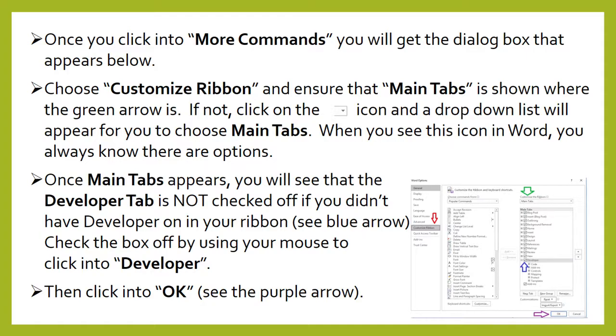Windows programs actually. Once Main Tabs appears, you will see that the developer tab is not checked off if you didn't have the developer tab on in your ribbon. See the blue arrow. Check the box off by using your mouse to click into Developer. Then click into OK. See the purple arrow.